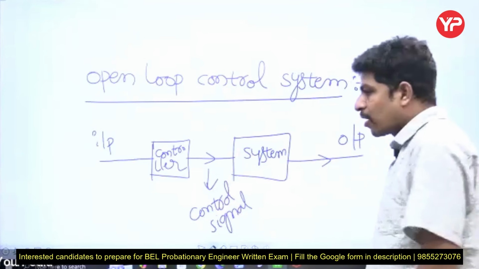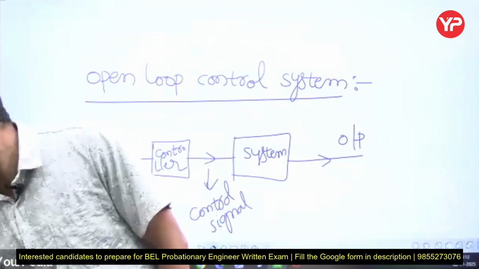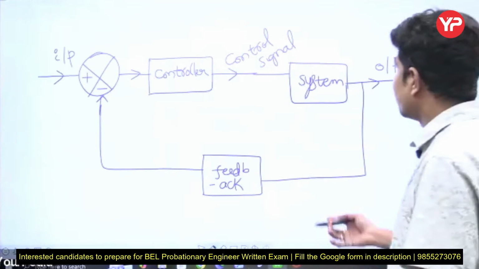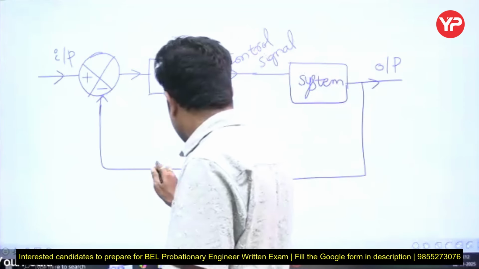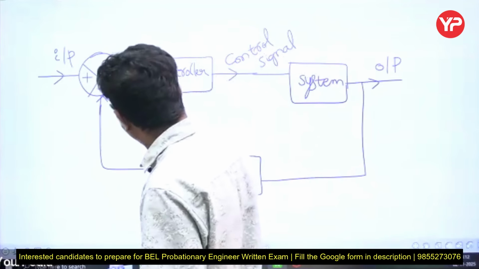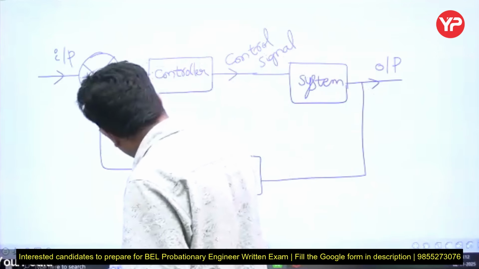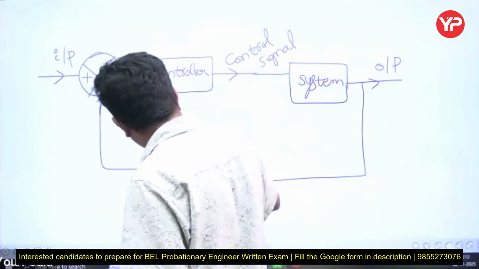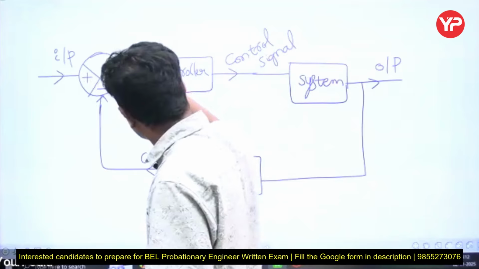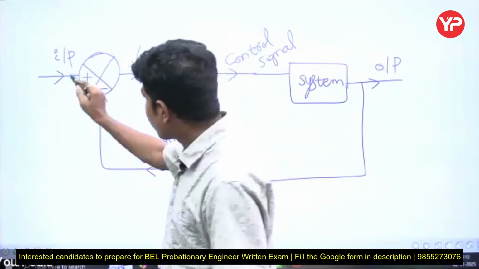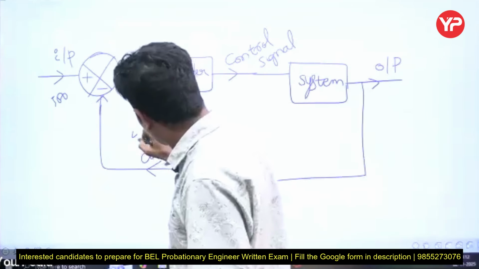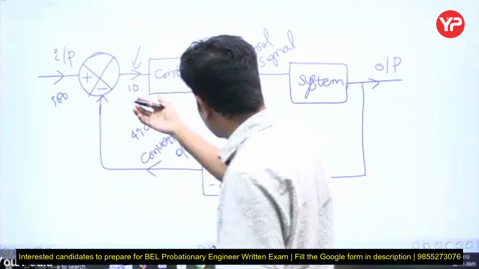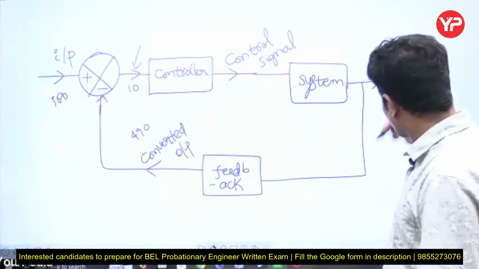Somebody wrote it as feedback. Yes, technically you are right, but what is the purpose of feedback? Now you can understand here. The output is converted into the input form. Now this is the error. I want 500, but this is 490. Now this is 10. This control signal is generated such that the 10 extra will be given so that this will reach 500.